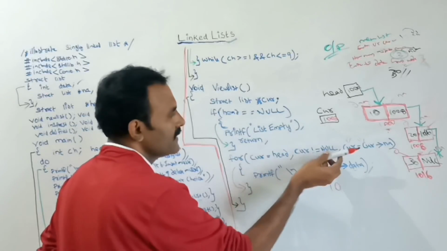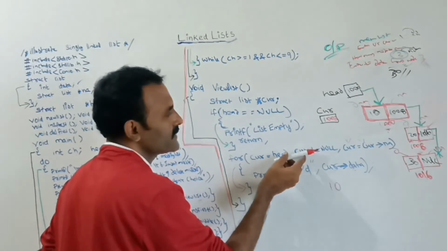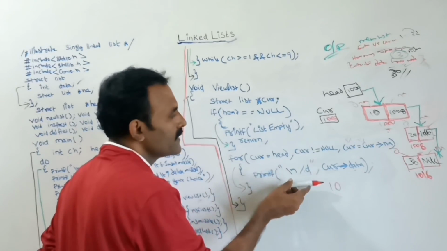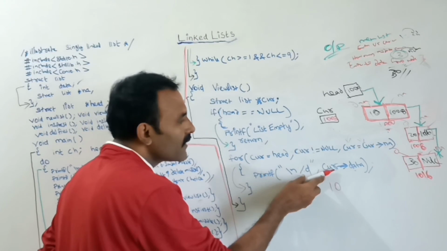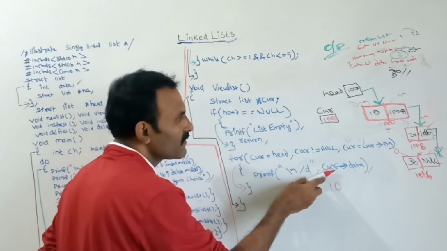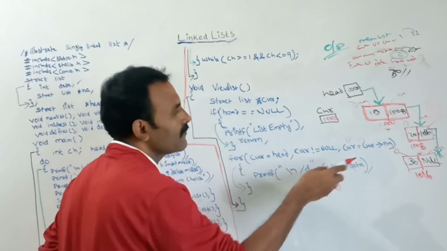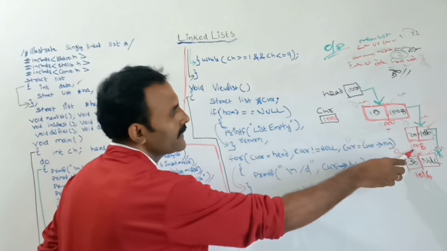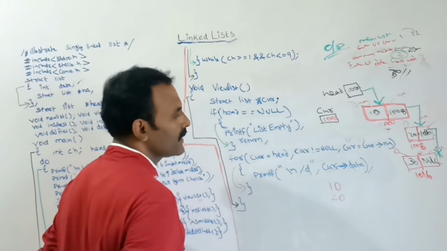In this iteration it will check CUR not equal to null, because it has the value 1008. So it again goes inside this for loop. Here I am telling it to print the CUR of data. Now what is the CUR value? 1008. So the 1008th data I am telling it to print. This is 1008. The 1008th data is 20. So the 20 will be printed here.